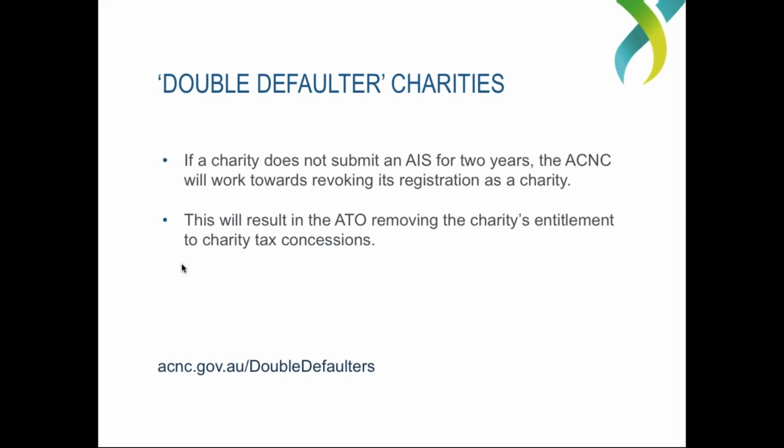When that happens, we do display a list of these double defaulter charities on the ACNC website, and you can see the link there. So maybe have a look at that list, see if there are any charities in your area that you know of that might have had their registration revoked but are still operating. If that's the case, get them to contact us as soon as possible, because we can get them back on the register. There will be some work involved, and we will ask for that missing information, but double defaulter is not a position you want to be in.